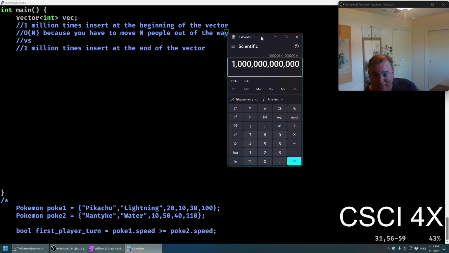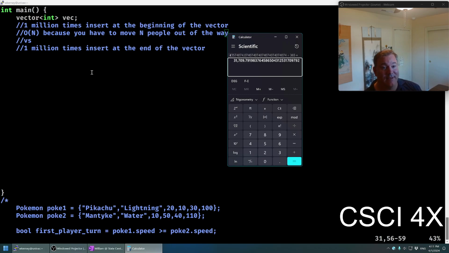Yep. So if there are 60 seconds in a minute, and 60 minutes in an hour, and 24 hours in a day, and 365 days in a year, because we chose the wrong data structure for the job, because we chose vector instead of list, it is going to take 31,000 years to finish.